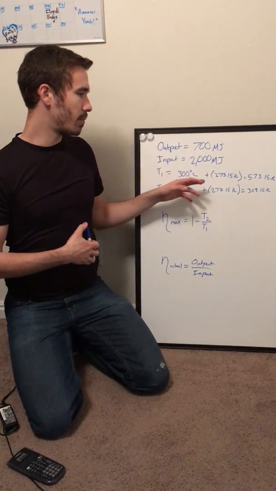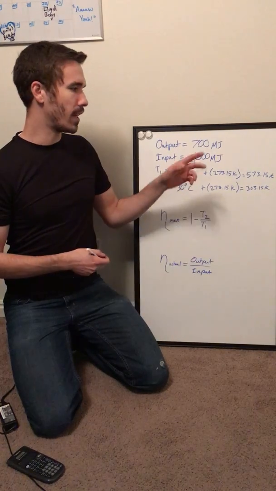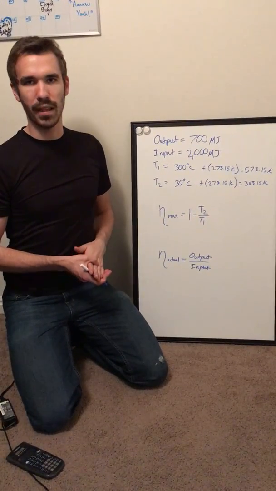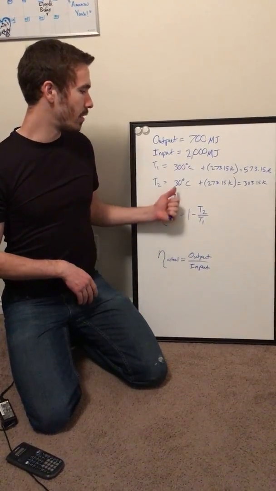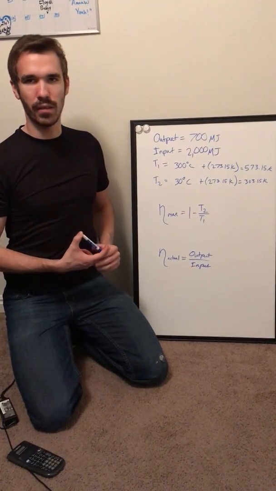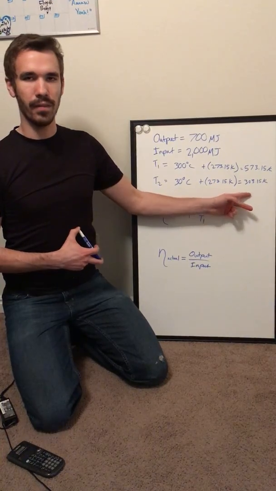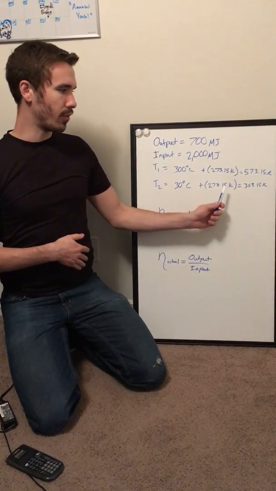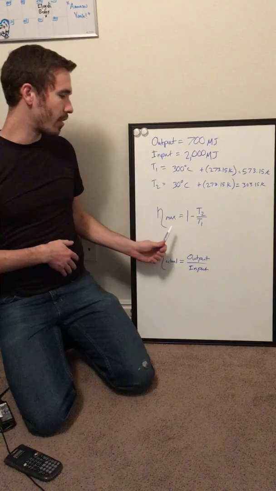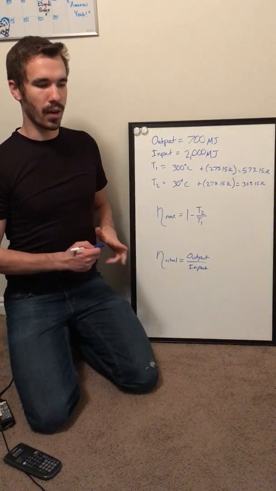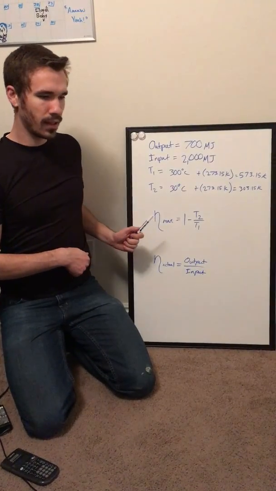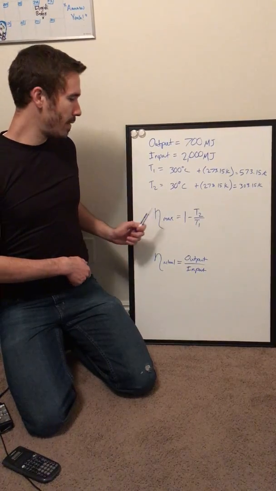So we take 300 plus 273.15, and we get 573.15 Kelvin. Then we do the same for the 30 degrees Celsius: that plus 273.15 gives us 303.15 Kelvin. Once we have those converted into Kelvin, we can use our first formula for part A, which will give us the maximum possible efficiency of the plant.